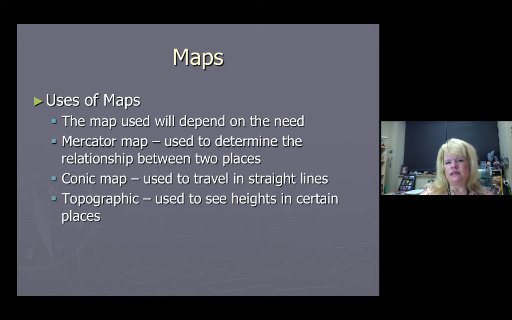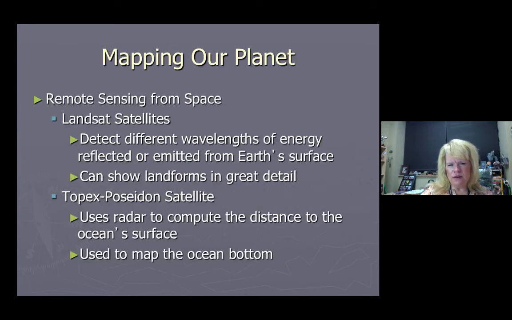Now, how do we map our planet? Since it's so huge, we need to do a lot of it from outer space. Remote sensing uses satellites to help us map out the shapes, topography, and so forth of the planet. We can detect several wavelengths of energy emitted from the Earth's surface, typically as reflected from the sun, and it can show landforms in extreme detail, helping us put together a very accurate remote sensing map of our planet. We can use several specific satellites that use radar to compute the distance to the ocean's surface, and then also use that technology to map the bottom of the ocean floor. Even this week that I'm filming this video, about a week ago, about 1,000 new seamounts were discovered at the bottom of the ocean floor using this technology.